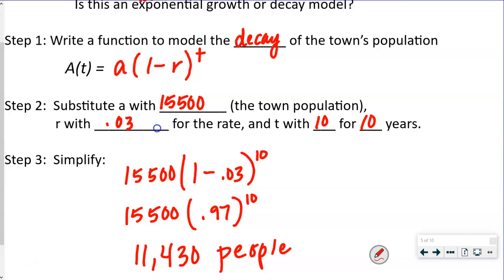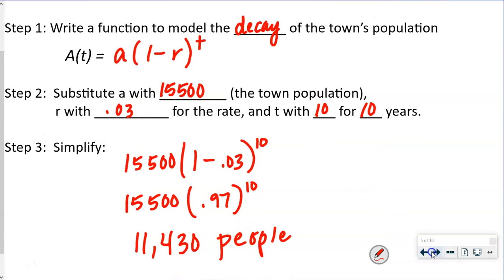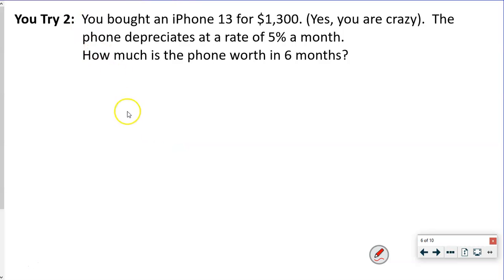When we've had a decay rate of 3% for 10 years. Okay? All right, let's see if you guys can do this one and then come back to me when you're done.